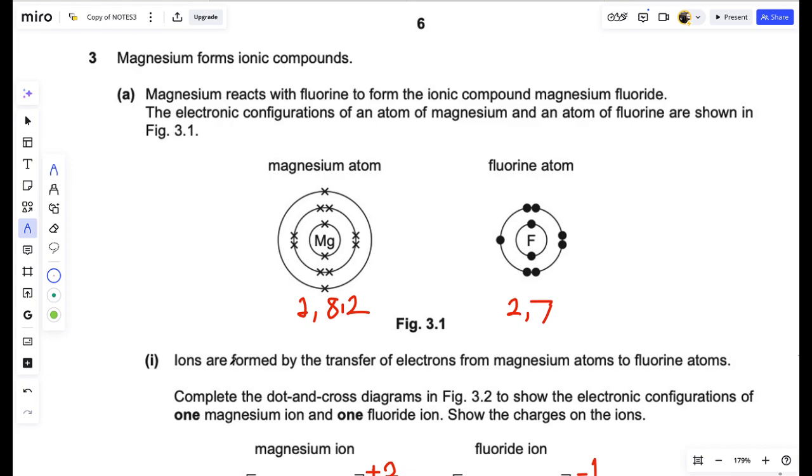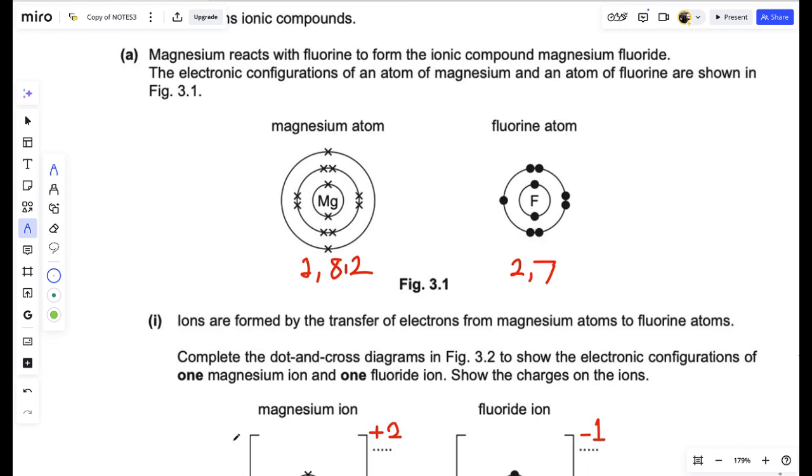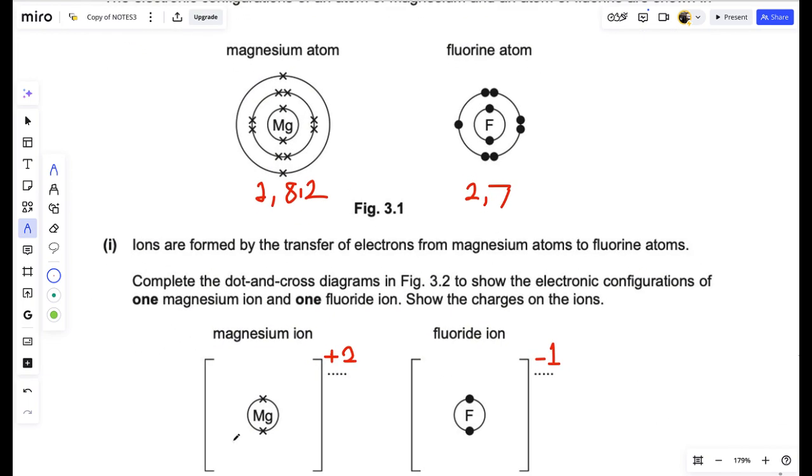Now complete the dot and cross diagram in figure 3.2 to show the electronic configuration of one magnesium ion and one fluorine ion. Magnesium is going to lose 2, but they just want 1 magnesium ion and 1 fluorine ion. Show the charges on the ions.